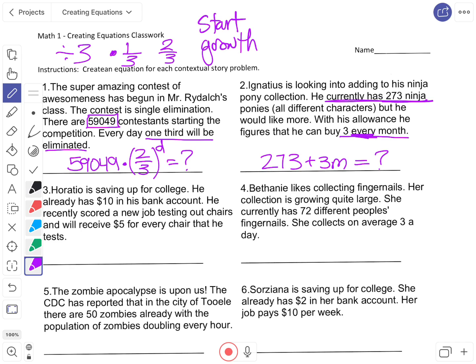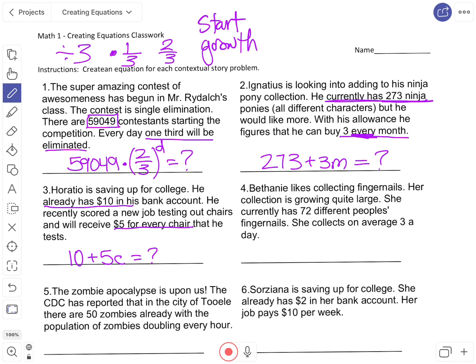Okay. So number 3, Horatio is saving up for college. He already has $10 in his bank account. Okay, already having tells us that's our starting number, right? He recently scored a new job testing out chairs and will receive $5 for every chair that he tests. So that 5 for every chair definitely is the growth. So he has $10. We're going to add that 5 per chair, so maybe c for chair. Okay, that'll tell us how much money he has depending on how many chairs he has tested out. So that's kind of the whole point here, just finding that start, finding that growth, moving on like that.